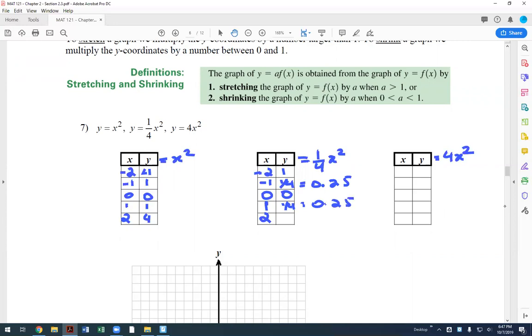Again, use the base function to help you out. I already have my x squared values and I'm multiplying by 1/4. Basically, I'm taking a quarter of those numbers. So 4 divided by 4 gives me 1. 1 divided by 4 is 1/4 or 0.25. 0 divided by 4 is 0. Again, 1 divided by 4 is 1/4 or 0.25. And 4 divided by 4 gives you 1. You have 3 good ordered pairs here, the ones in the middle and the ends, but if you need more, then calculate more points. Now what will happen with the 4x squared?